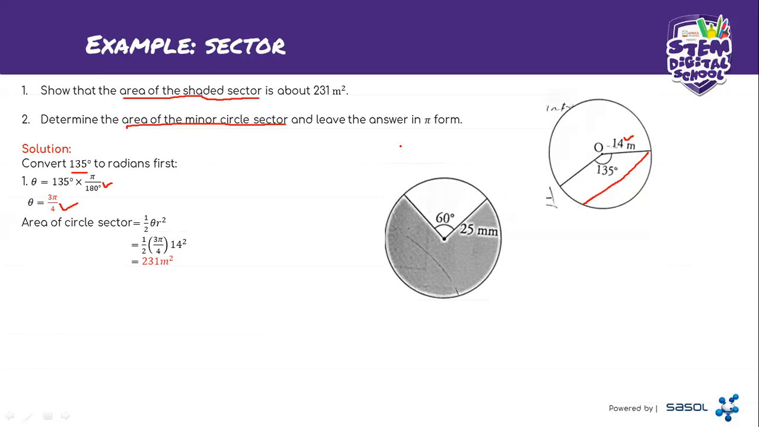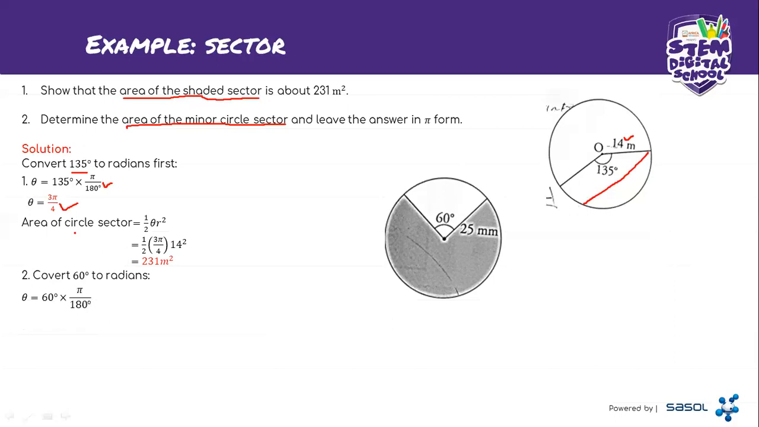When they say leave your answer in pi form, it's going to be like this one, where you have 3 pi over 4. Just leave it. Don't write in terms of decimal. Leave it with that pi there. Now let's see, how do you go about it? First, convert 60 degrees to radians. Don't forget that, my learners, that when you get your angle in terms of degrees, don't forget to convert it to radians. It's very, very important.